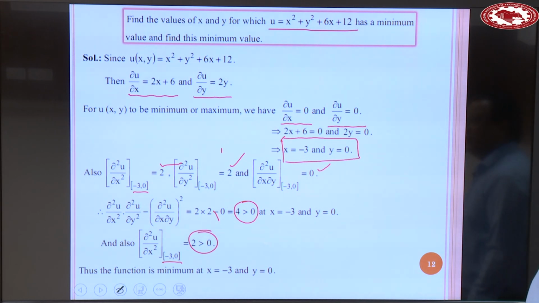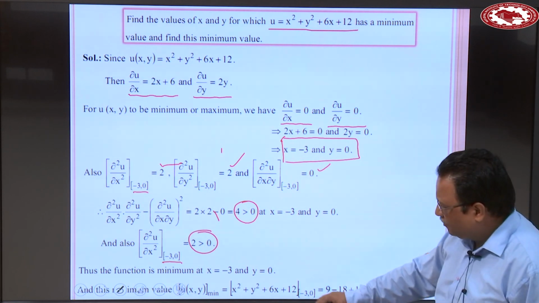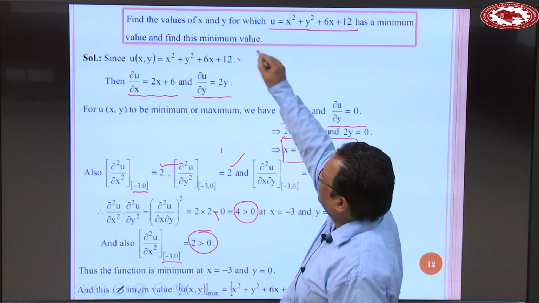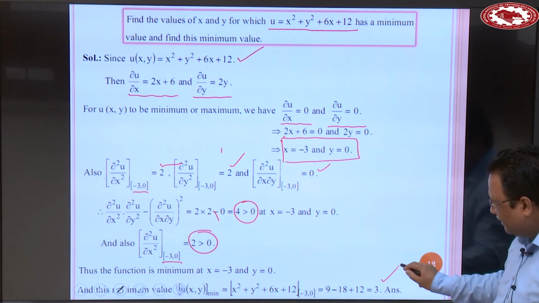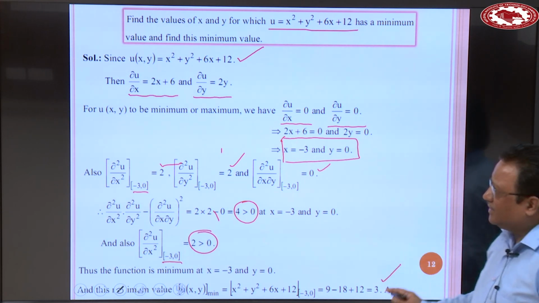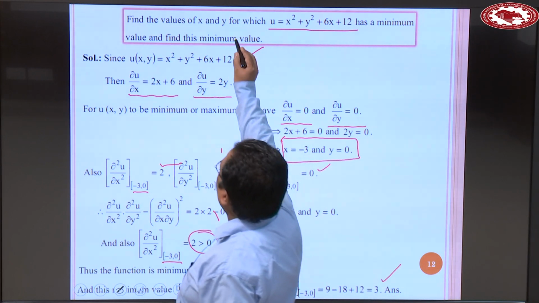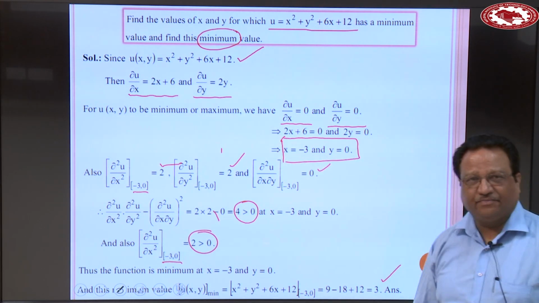Now, second part, what is the minimum value? So, calculate the minimum value of the function: put x equal to minus 3 and y equal to 0 in this equation, we obtain plus 3. So, this one is the minimum value of this function. Okay. This completes the solution.